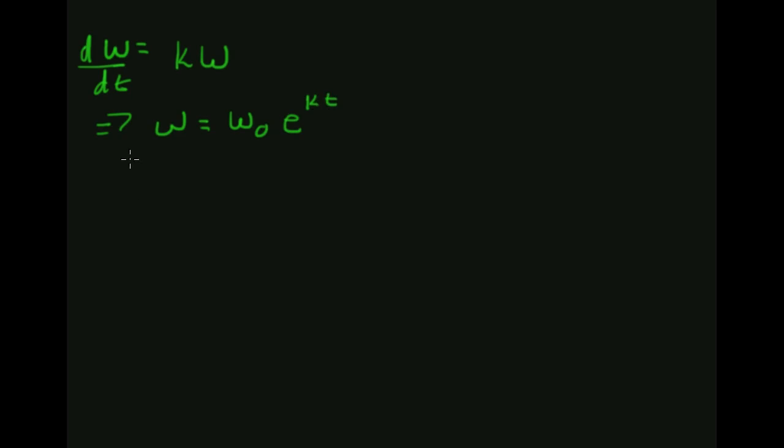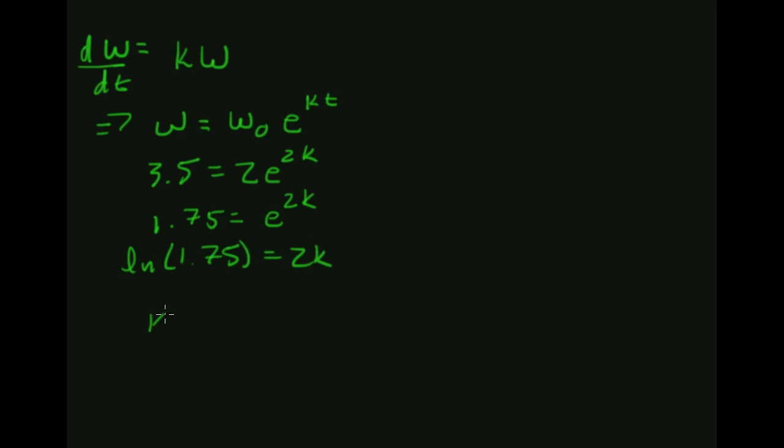We know the initial weight is 2 pounds. We know it's 3.5 pounds 2 months in. So 1.75, I think that is, right? 1.75 is equal to e to the 2k. The natural log of 1.75 is equal to 2k. So k is equal to the natural log of 1.75 over 2.